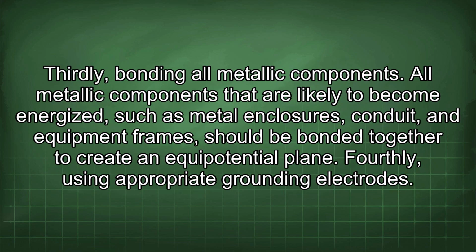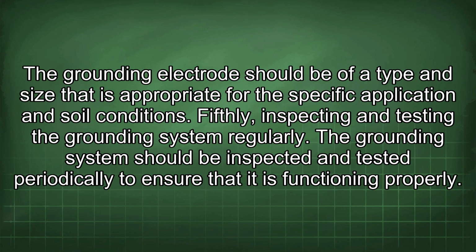Thirdly, bonding all metallic components. All metallic components that are likely to become energized, such as metal enclosures, conduit, and equipment frames, should be bonded together to create an equipotential plane. Fourthly, using appropriate grounding electrodes. The grounding electrode should be of a type and size that is appropriate for the specific application and soil conditions. Fifthly, inspecting and testing the grounding system regularly. The grounding system should be inspected and tested periodically to ensure that it is functioning properly.